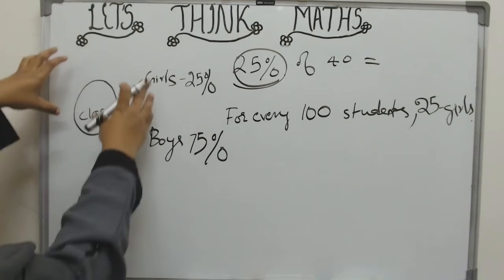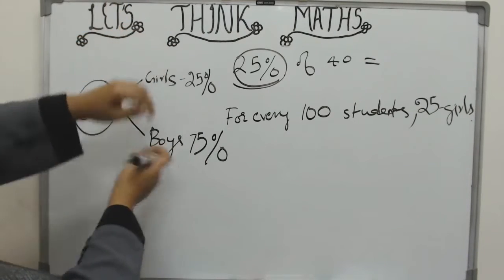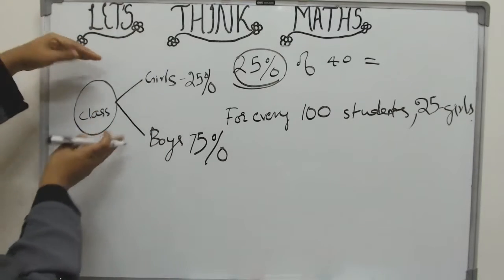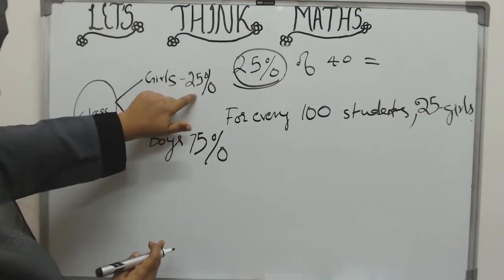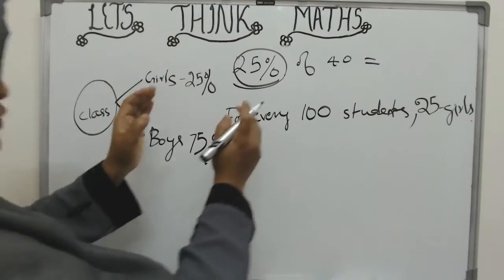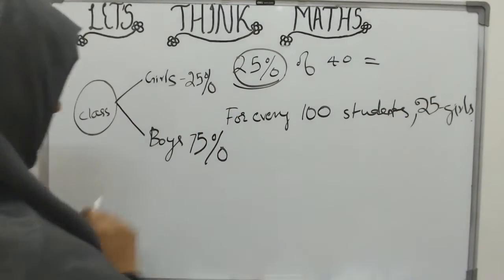You have a whole unit which is divided into parts. Here I have taken two parts. You can have any number of parts you want. When you have a whole unit divided into parts and you say the percentage of one part is, for example, 25%, which means that for every 100 in that unit, 25 is what you are referring to.